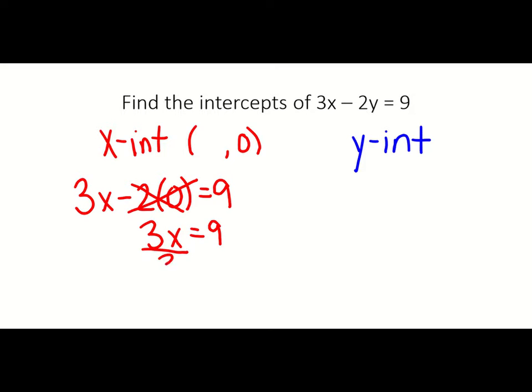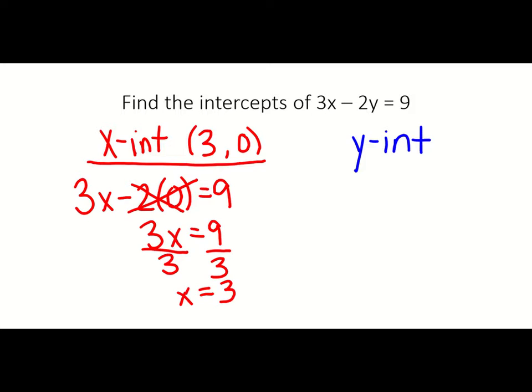And then I want to solve this for x by dividing both sides by 3. So I find that x is equal to 3. That means the x-intercept is the point (3, 0). That would be the first part of our answer. There is a point at (3, 0), which represents the x-intercept.